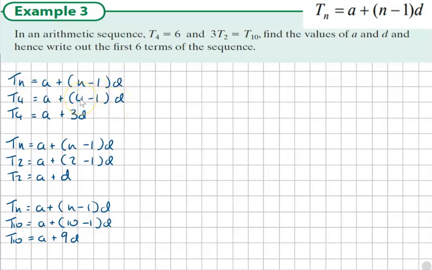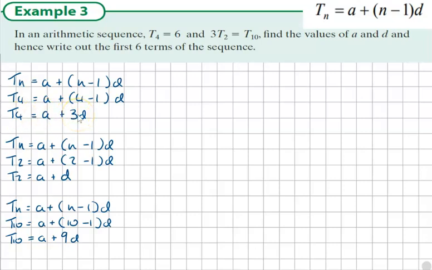So simplifying, I get 4 times d and minus 1 times d, which gives me 4d minus 1d, which is 3d. Or I can just say 4 minus 1 is 3, and 3 times d is 3d. So you get the same answer, whichever way you want to work it. So T4 is equal to a plus 3d. So we have an equation in terms of a and d.